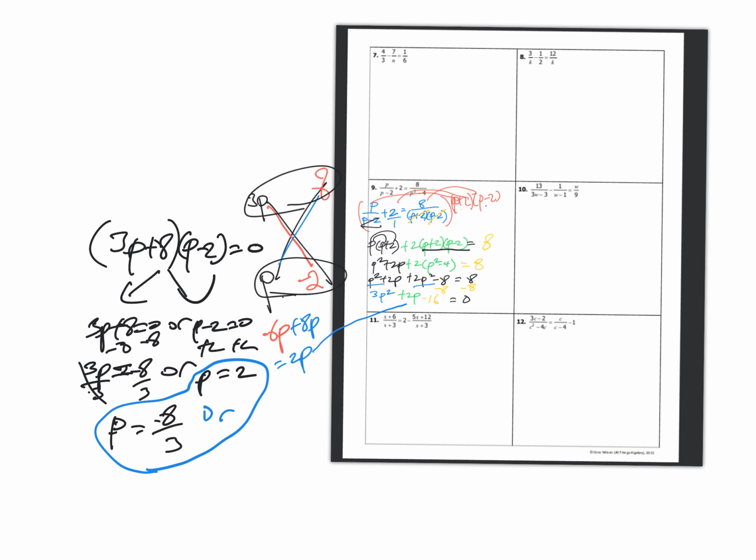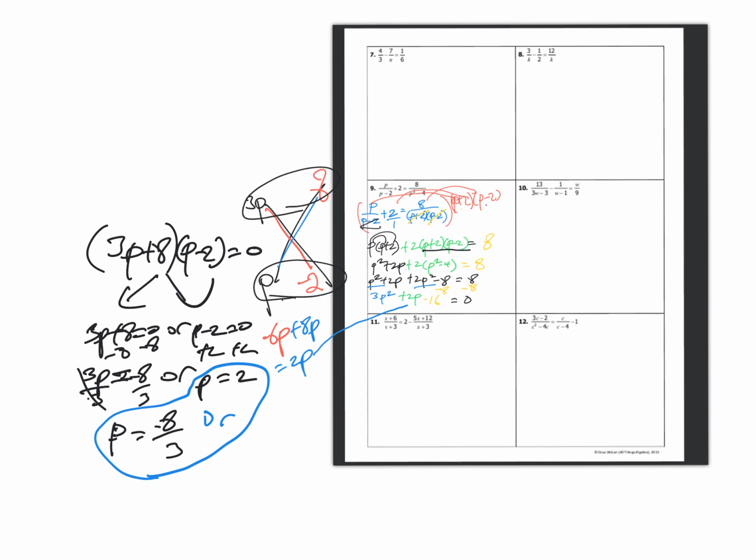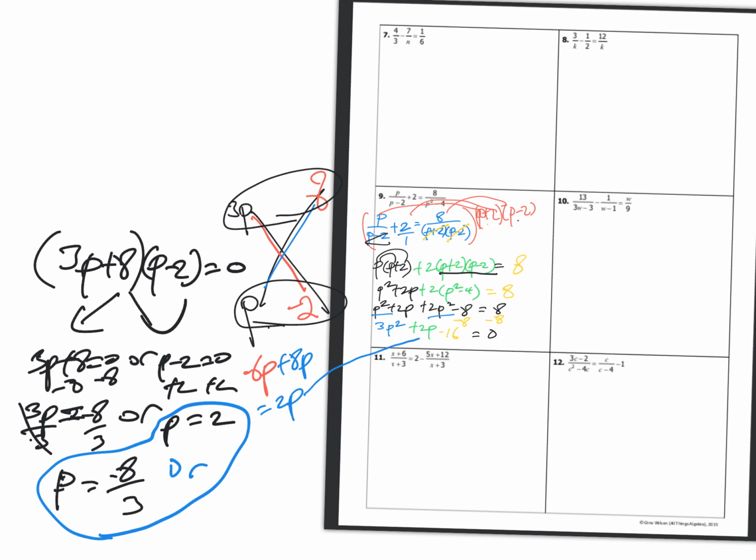We have to do our check, to make sure that neither one of these makes the denominator equal to 0. I'm looking at the original problem, looking at the denominator. Obviously, no problem with -8/3, because -8/3 minus 2 is not 0, and so forth. But the 2 is an issue.